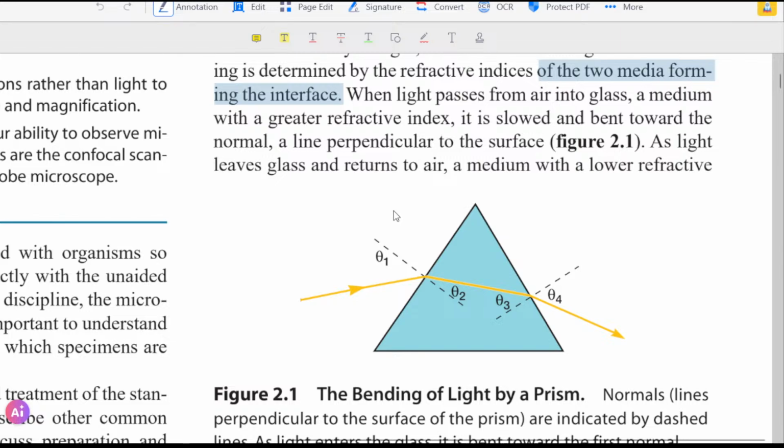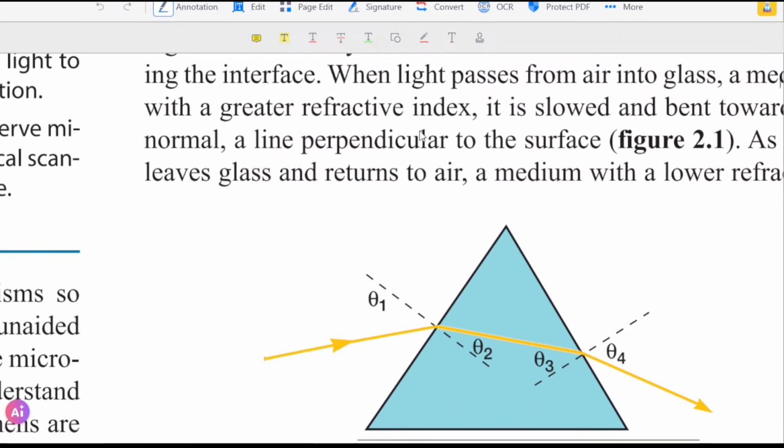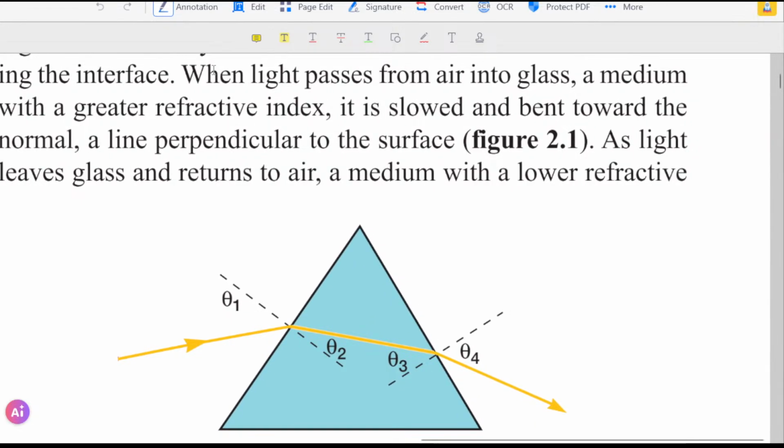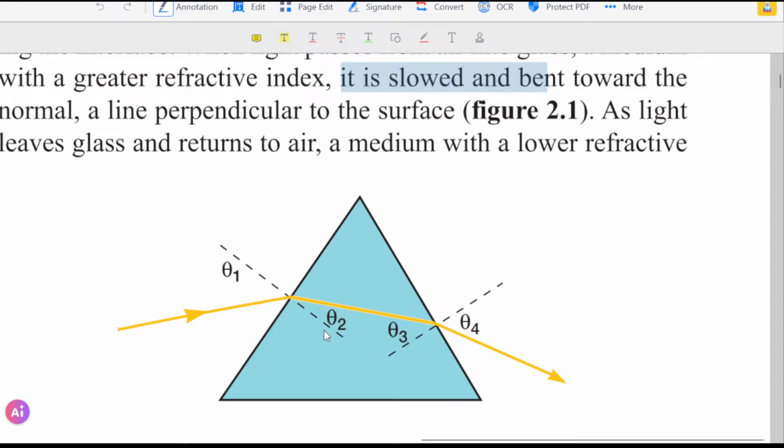If the medium that it is being entered from has a lower refractive index than the one that it is entering, then it is going to go slow, right? It isn't going to go faster because the particles are compact and the light doesn't have a way to move freely in that. So how did they show this? When light passes from air into glass, a medium with greater refractive index, it is slowed and bent towards the normal.